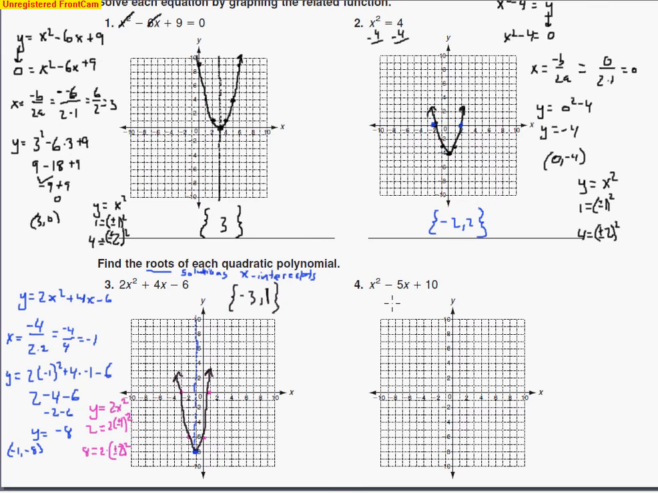Taking a look at the next one here, x squared minus 5x plus 10. So again, we're doing that negative b over 2a. Again, we're going to set this equal to y. So x equals the opposite of b, so it's minus negative 5 over 2 times a, which is 1. So this makes 5 halves.